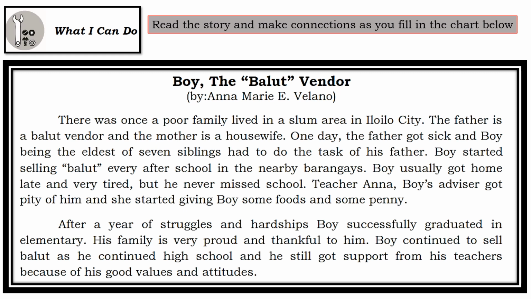Teacher Anna, Boy's advisor, got pity of him and she started giving Boy some foods and some penny. After a year of struggles and hardships, Boy successfully graduated in elementary. His family is very proud and thankful to him. Boy continued to sell balut as he continued high school and he still got support from his teachers because of his good values and attitudes.